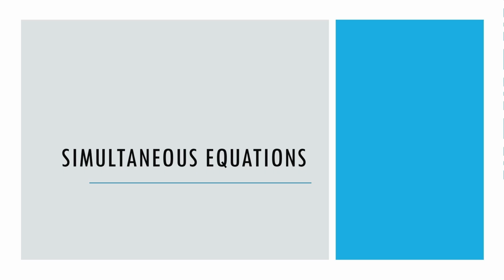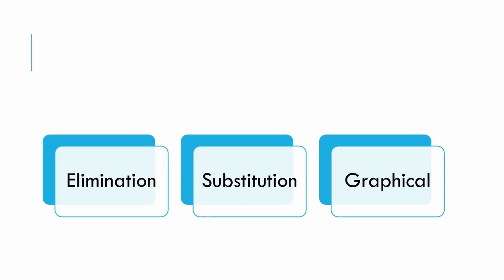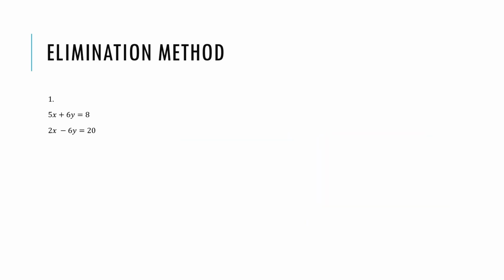There are three main methods to solve simultaneous equations: elimination, substitution, graphical. We'll cover the substitution method in another video. Elimination method. The elimination method involves adding or subtracting the equations to eliminate one of the variables, making it easier to solve for the other.